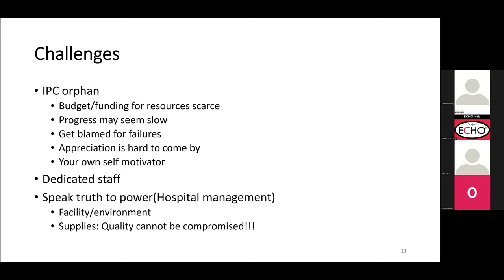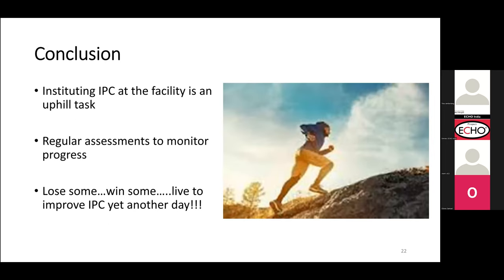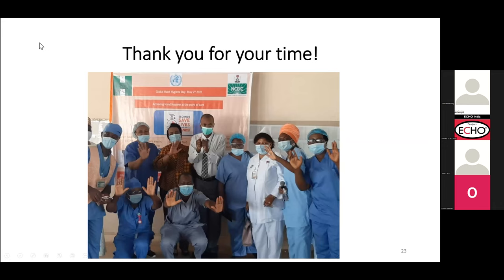Now, I would like to conclude by saying that instituting IPC at a facility is an uphill task. You are running uphill against many contentions, many obstacles, and you need regular assessments to monitor your progress. No matter how slow it is, just make progress so that you move from where you are and get closer to achieving your goal. You may lose some, you may win some, but at least you live to improve IPC another day. So thank you all for your time. My last slide says thank you from all of us here in Zaria.